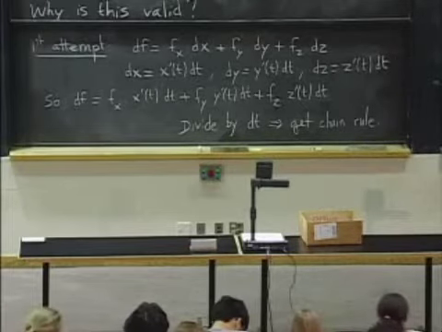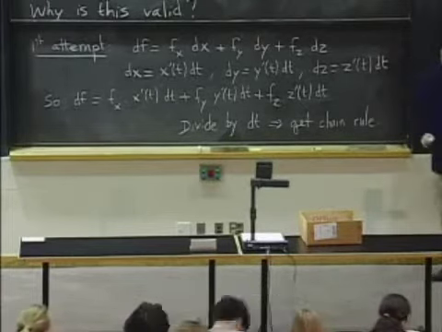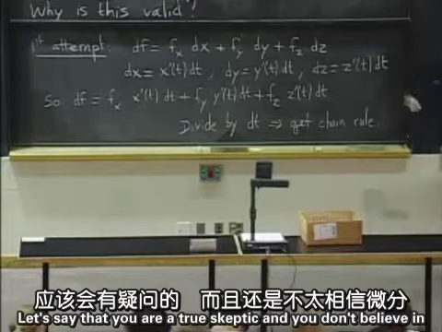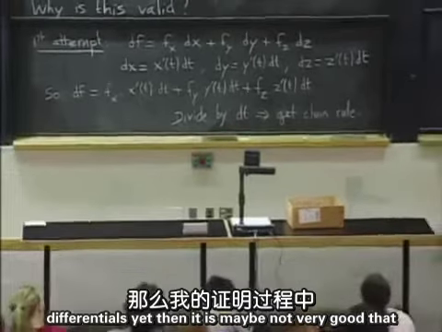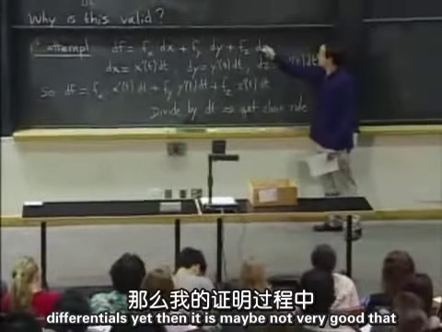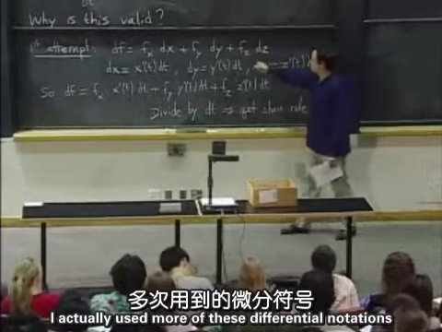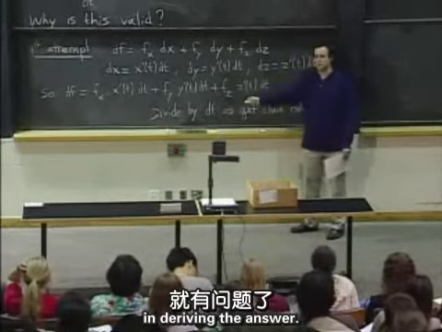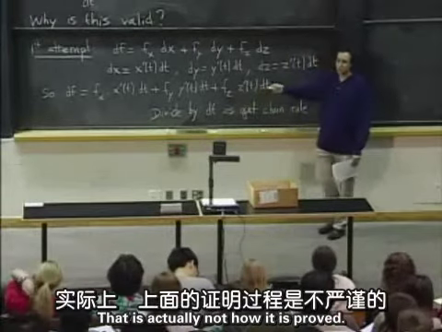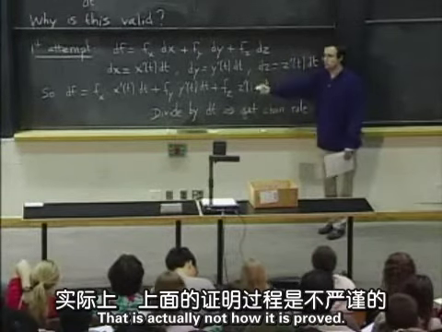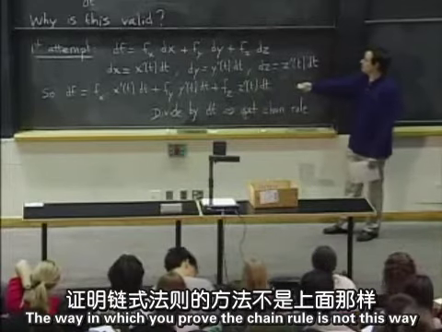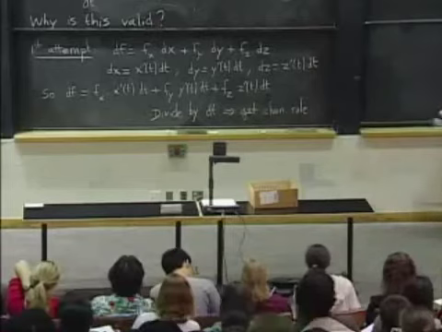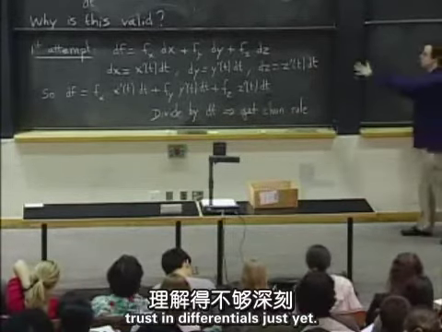Now, well, that kind of works, but that shouldn't be completely satisfactory. Let's say that you're a true skeptic and you don't believe in differentials yet. Then it's maybe not very good that I actually used more of these differential notations in deriving the answer. So that's actually not how it's proved. The way in which you prove the chain rule is not this way, because we shouldn't have too much trust in differentials just yet.